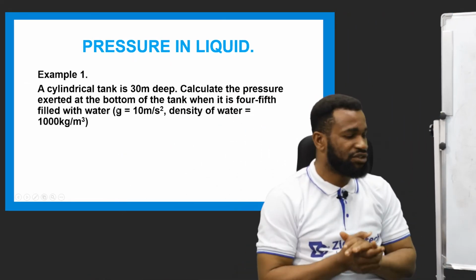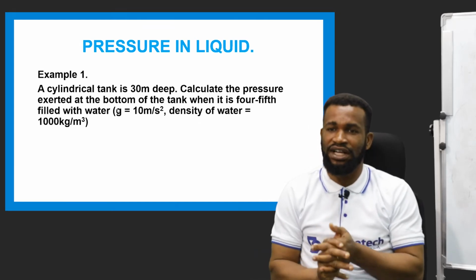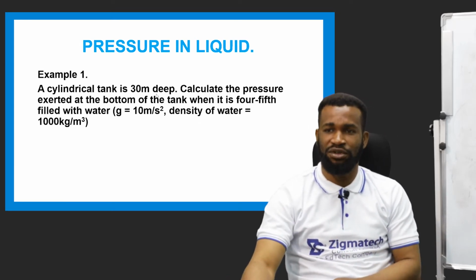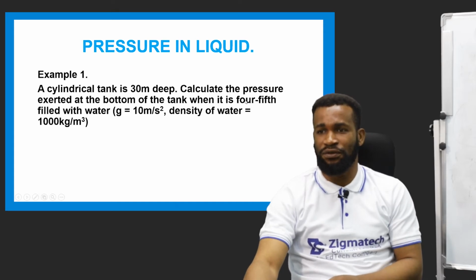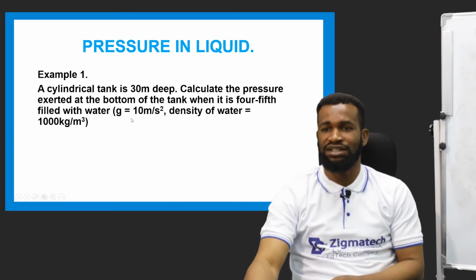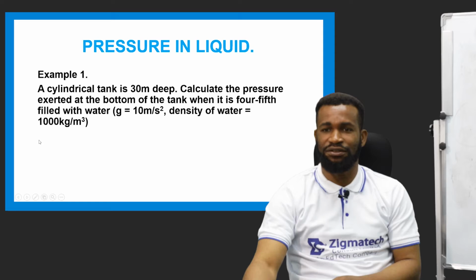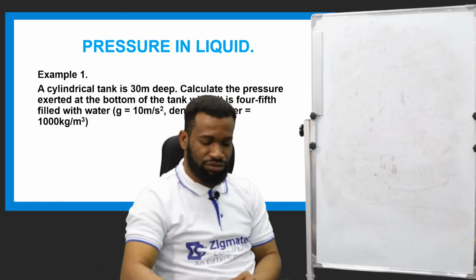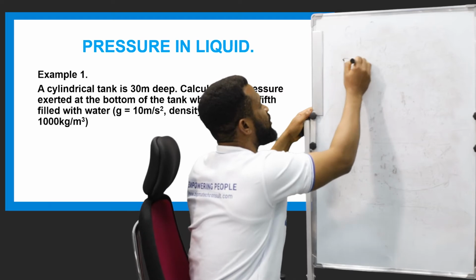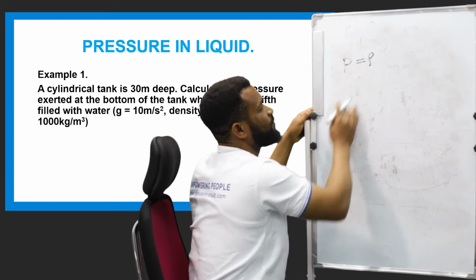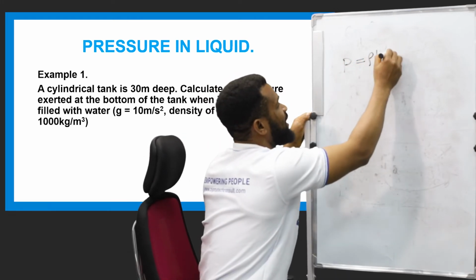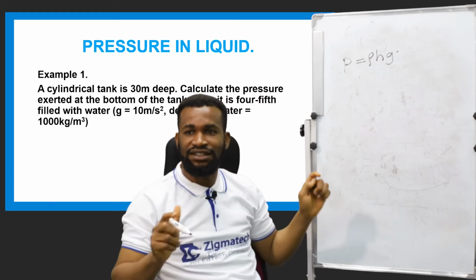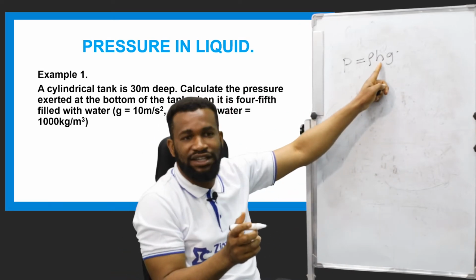Now we have a question here for you. A cylindrical tank is 30 meters deep. Calculate the pressure exerted at the bottom of the tank when it is 4/5 filled with water. Acceleration due to gravity is given, and so is the density of water. All right. At this point, I want to recall your attention that pressure is density of a substance, times height, times acceleration due to gravity. And on this note, we have that the depth is represented by this height.